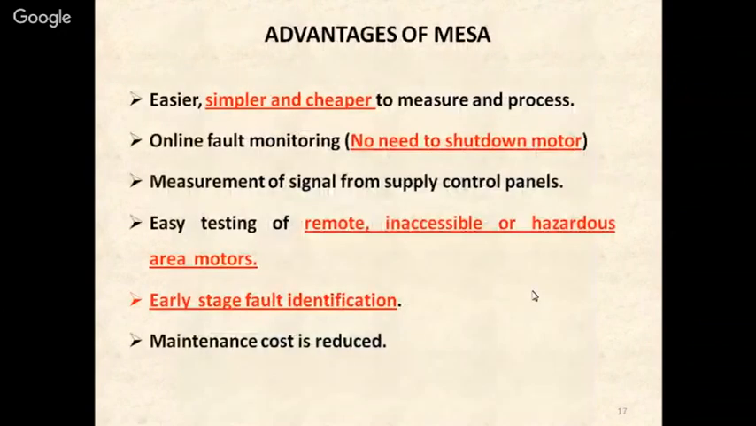What are the various advantages of electrical signature analysis? Basically, it is easier, simpler, and cheaper to measure. We can measure the signal online. That means the motor is running and we do not require any shutdown of the motor, as in the earlier maintenance strategies, where we were supposed to shut down the motor and then diagnose the fault. But in this case, online fault diagnosis is possible.